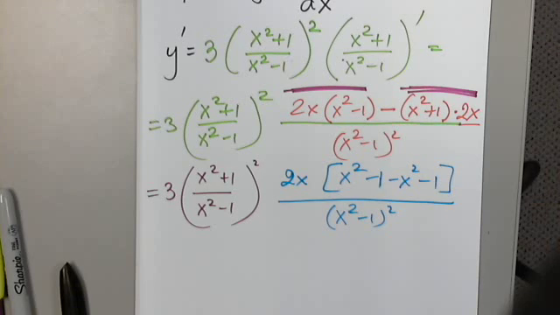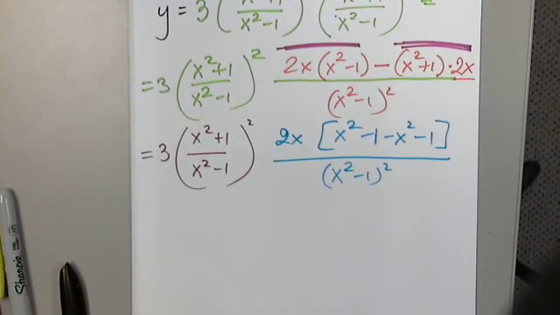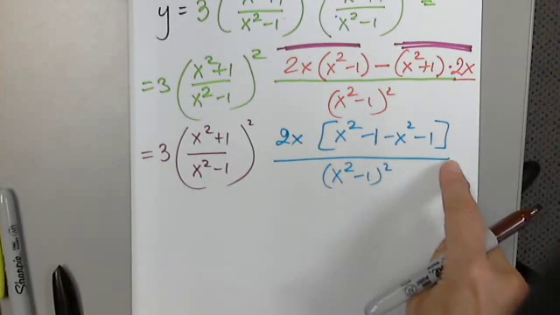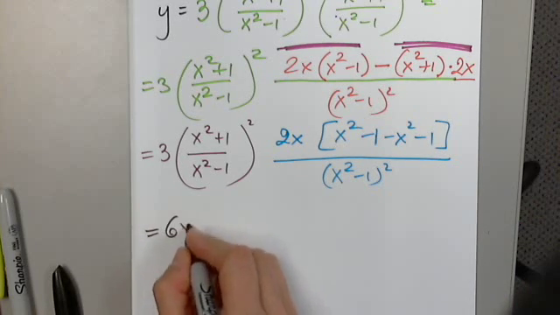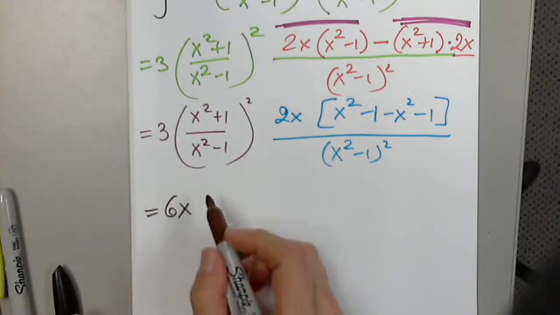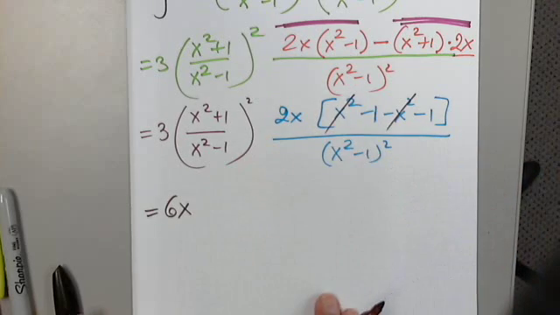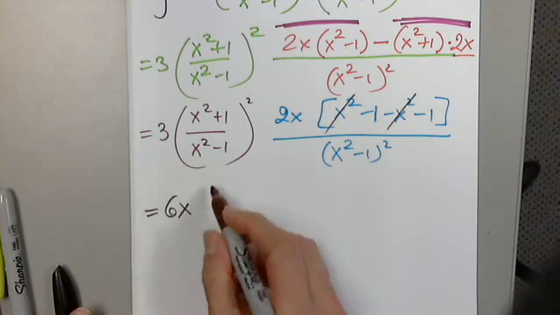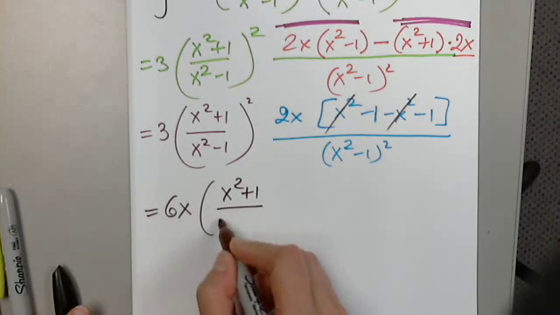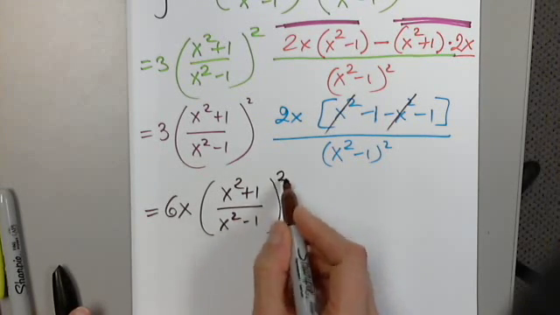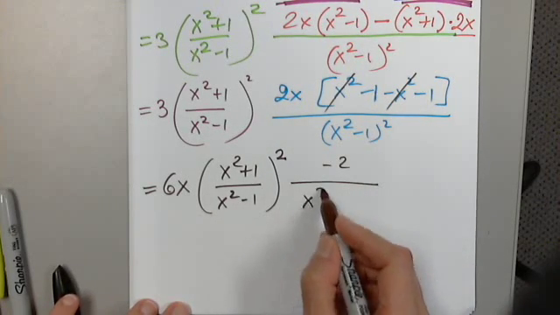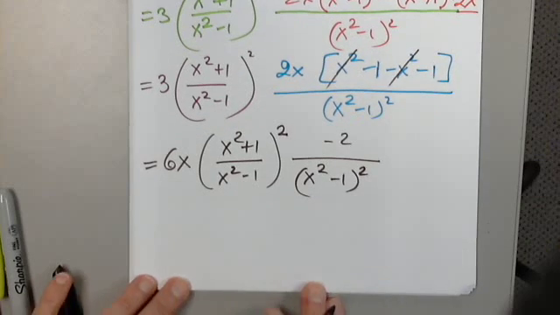You can say, well, really, there were just two terms. I would have to agree. It would not make a huge difference. I will multiply 2x by 3 because they're all factors. So I have 6x in front. Then these two will go away. I will still have a negative 2 that I will bring in front in a minute. So this is x squared plus 1 over x squared minus 1 to the second power. Again, negative 2 over x squared minus 1 squared.